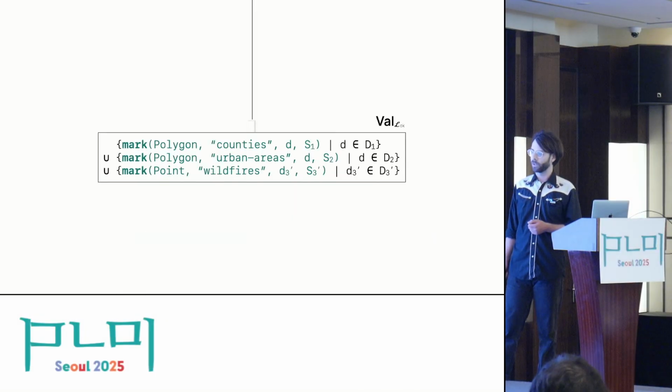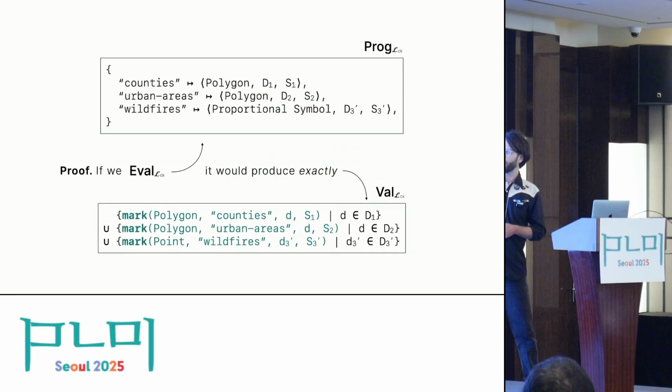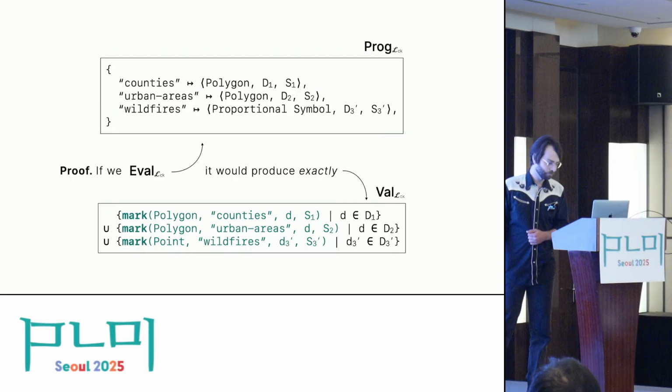And then the proof here really just involves saying that if we had evaluated that patch-modified program we saw earlier, it would produce exactly the same set of graphical marks that were produced in our reconciliation process. So if you're interested to see all of the proof cases, they're available in the supplementary appendix of the paper.